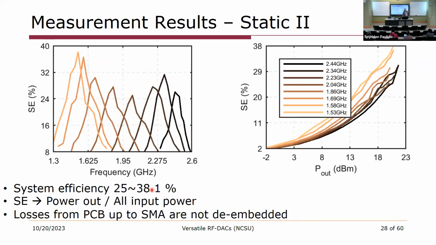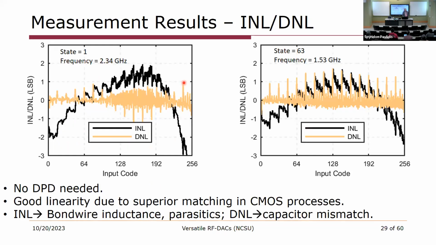If we look at the system efficiency, as you might guess, it peaks at lower frequencies. We still have CVDD squared F losses, so as the F scales, the efficiency tends to go down a bit. But nonetheless, the system efficiency is from 25 to about 40%. And remember that this is the total wall plug efficiency, so this is really the output power divided by everything that's going onto the board, and without losses de-embedded.